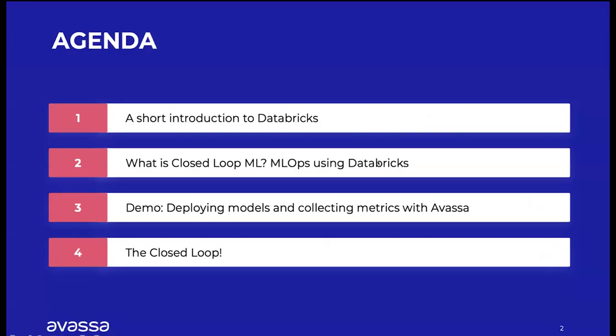So the agenda for today is quite significant, so we're going to keep up, and I'm not going to take up too much time here and actually hand over to the experts. We're going to start off with an introduction from Josh and Databricks, move on to what we mean by closed loop ML and MLOps using Databricks. And then we have a bunch of cool demos lined up, both from Databricks and from Avassa. And we'll finish off with demonstrating how the loop is actually closed from cloud to edge and back. So with that, I'm going to hand over to Josh.